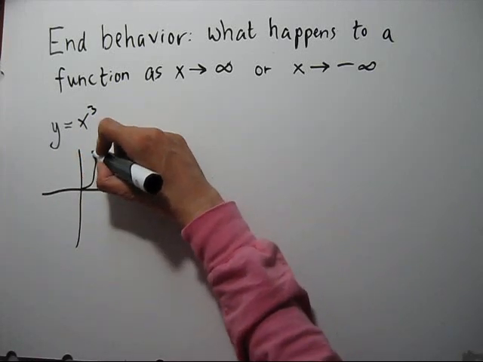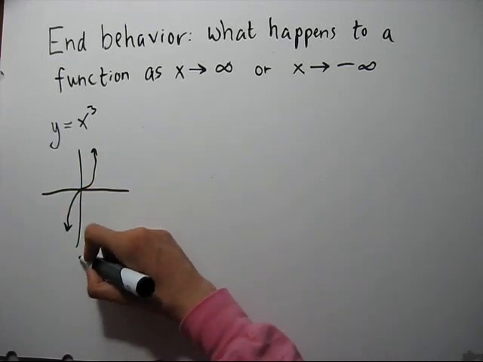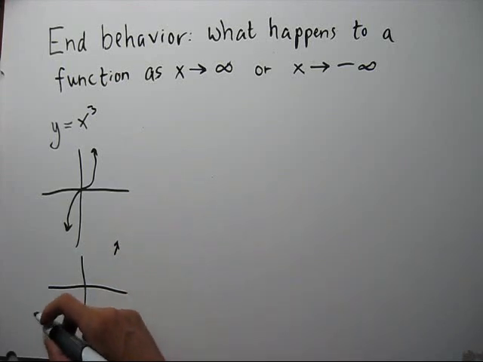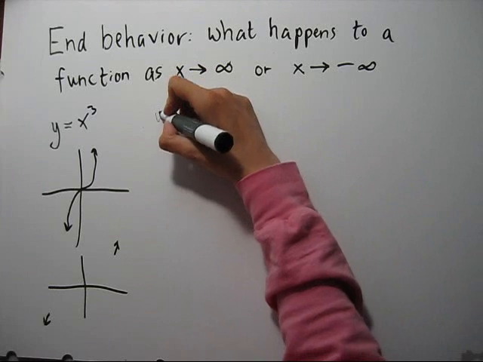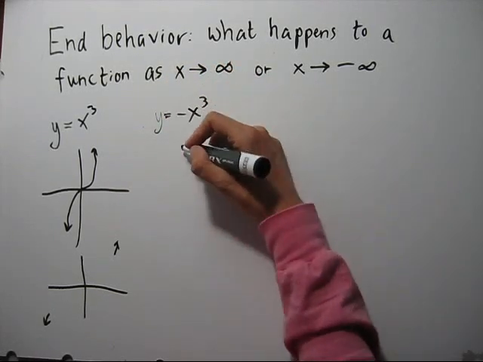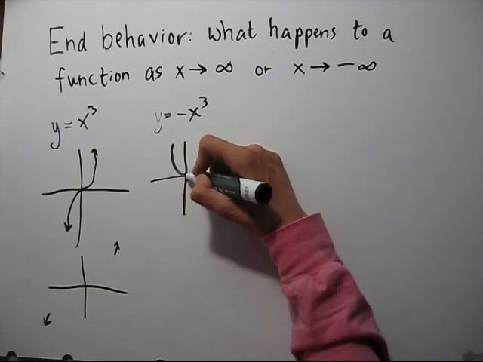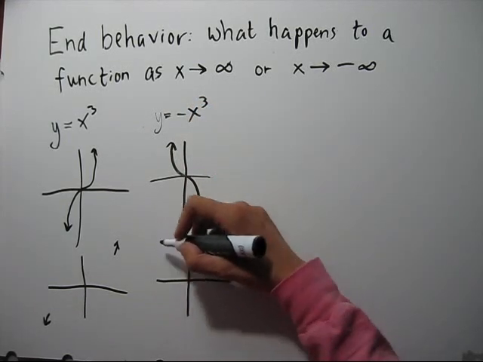The graph looks something like this. So your end behavior when x is really, really large or really negative large is like that. Up on the right, down on the left. Now y equals negative x cubed. That negative flips the graph around the x-axis. So our end behavior is this.